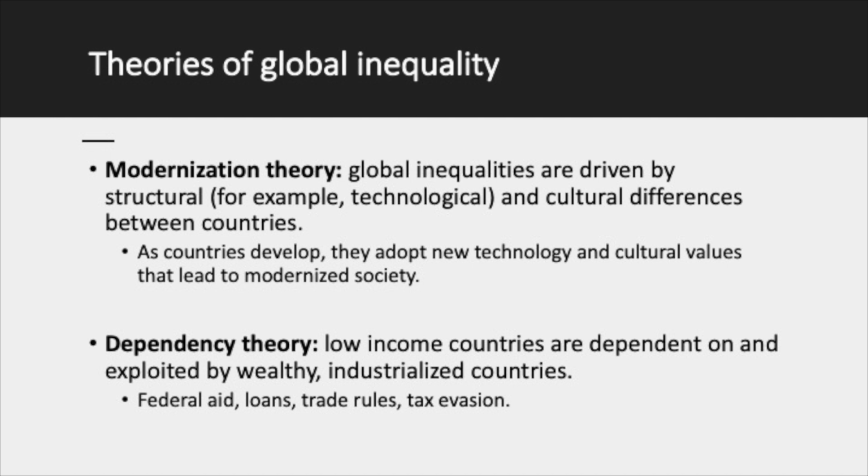The first is modernization theory. This theory posits that global inequalities are driven by structural and cultural differences between countries. One example of a structural difference that I introduce here is technology. You might consider that. Now, the assumption here is that as countries develop, they adopt new technology and cultural values that lead to modernizing society.